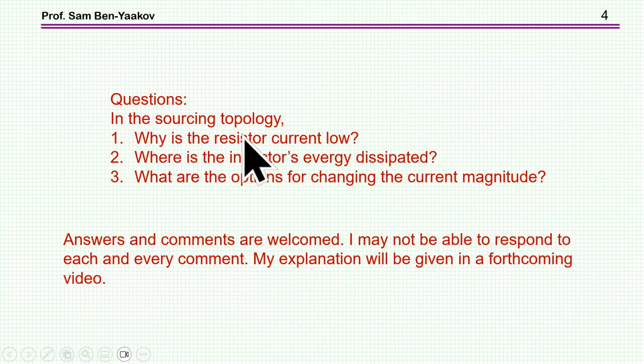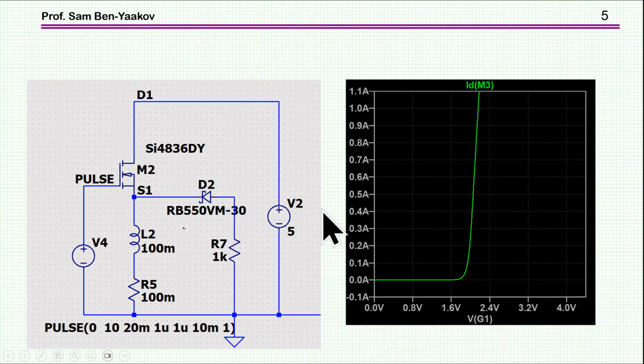In the sourcing topology that I've shown, the questions are: why is the resistor current low? Where is the inductor energy dissipating? And what are the options for changing the current magnitude? In my answer, let me start off with the input characteristic of the MOSFET.